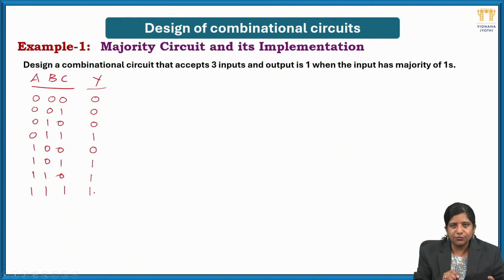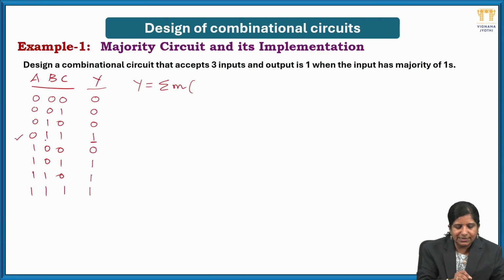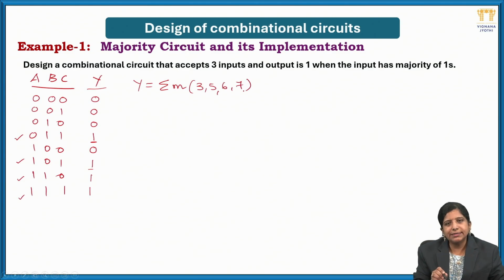Once after writing the truth table, you have to find the output expression. How can you find the output expression? For that, find out the minterms. How can you write the minterms? For which input combination the output is 1, that you have to consider. The output is 1 for which input combination? It is 3. So 3 is a minterm. Then it is 1 for which input combinations? 5, 6, 7. Write down 5, 6, 7. So you have written the minterms.